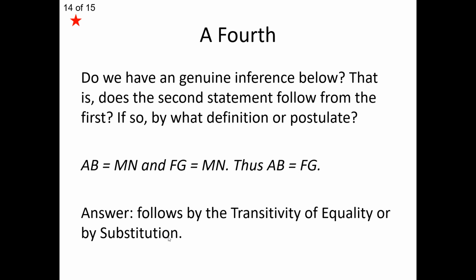So we do have two things equal to the same third thing. Thus, the two things must be equal to each other. I'm using Euclid's formulation of the transitive property of equality there. So most often I would cite the transitivity property. However, you could use substitution to argue this.